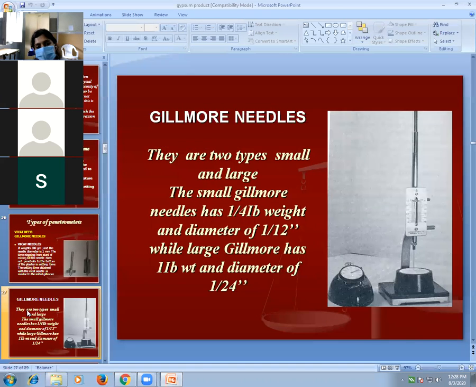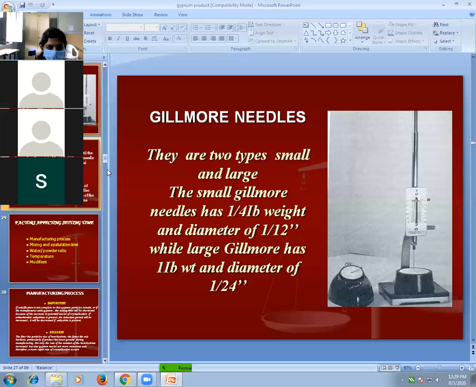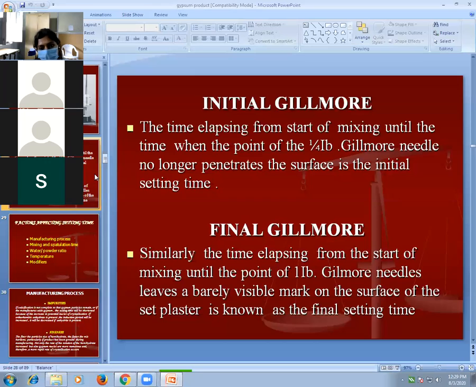This is the Gillmore needle. There are two types of the Gillmore needle. One is small and the other one is large. The small Gillmore needle has 1/4 pound weight, and the diameter is 1/12 inch. While the large Gillmore needle has 1 pound weight and the diameter is 1/24 inch. Again, the times obtained by these needles are different: initial and final.